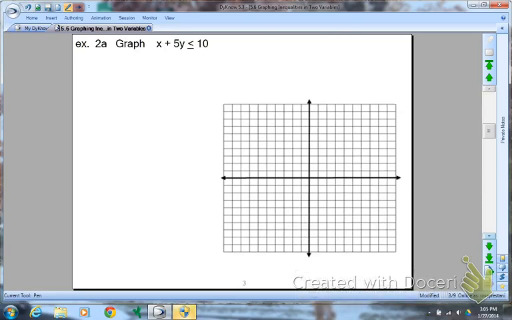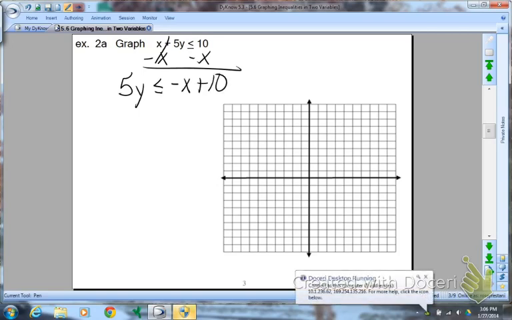Okay, example 2a, x plus 5y is less than or equal to 10. We have to solve this equation for y. So we're going to have to do what first? Subtract x, correct? Got to get it in slope-intercept form. So we subtract x. So that's 5y is less than or equal to -x plus 10. Then we're going to divide by 5 on everything.